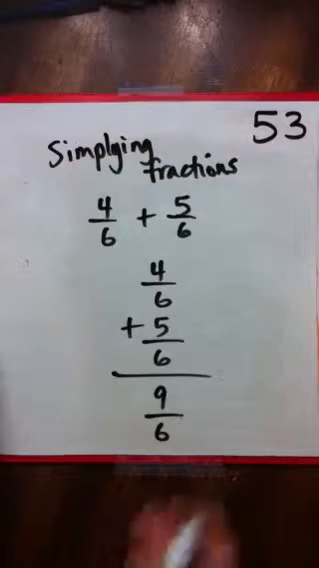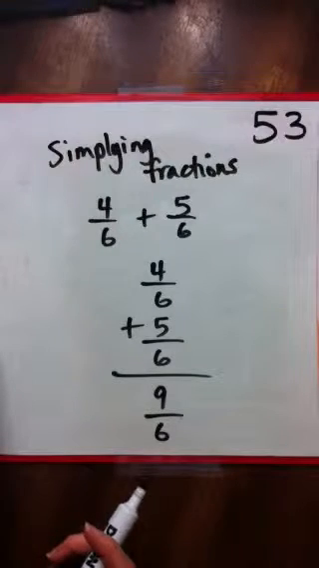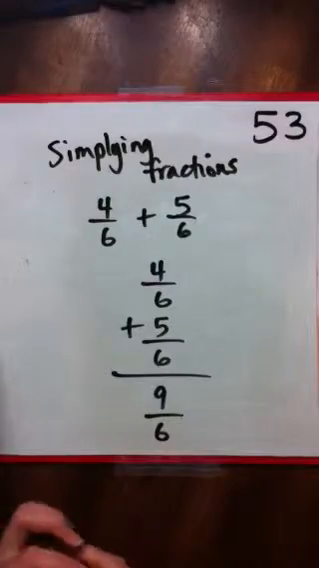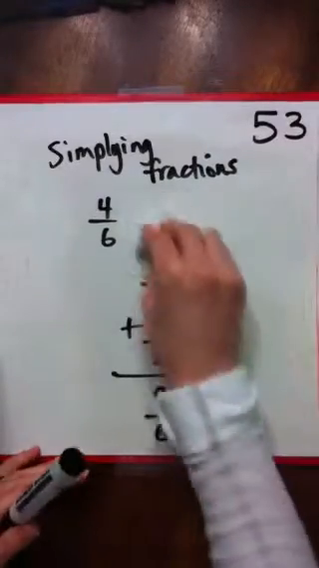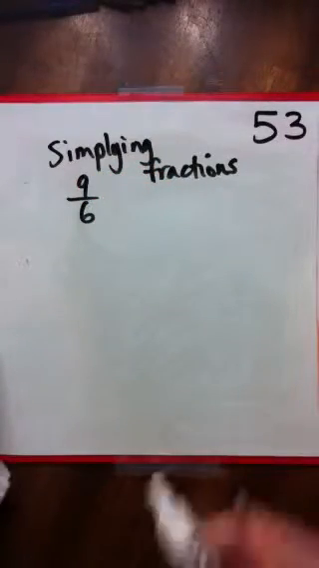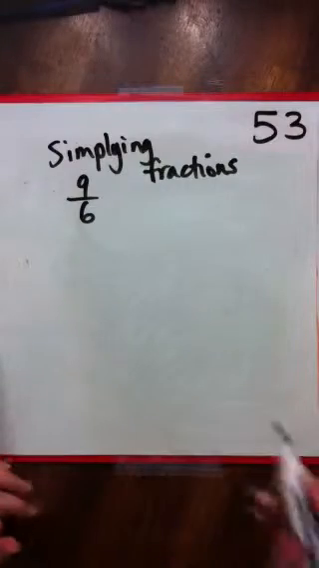Now, we cannot leave that answer the same. We cannot leave it just as it is. It needs 2 things done to it. And we're going to talk about what that is. So I'm going to write 9/6 up here so you can see it. Now, there are 2 different choices that you can make.